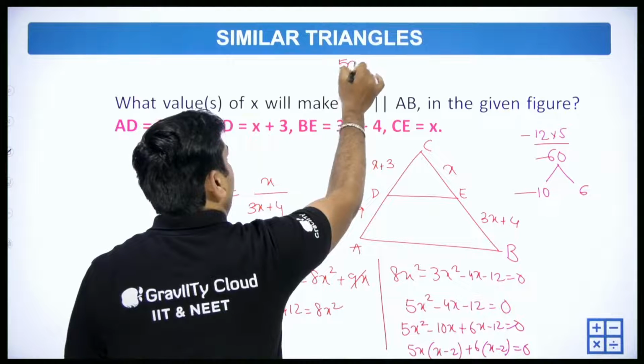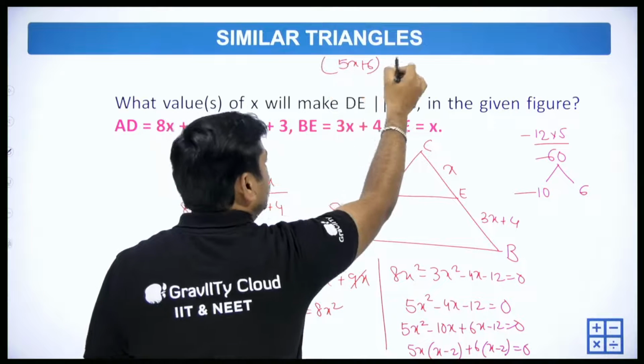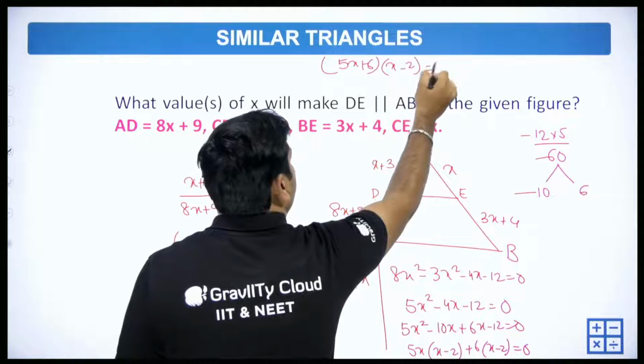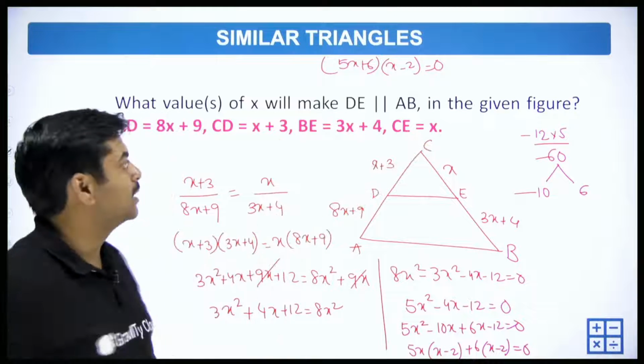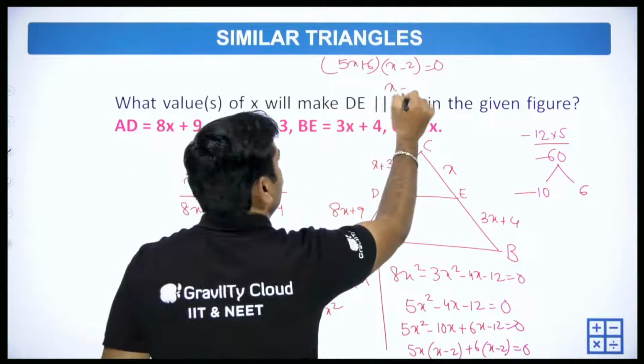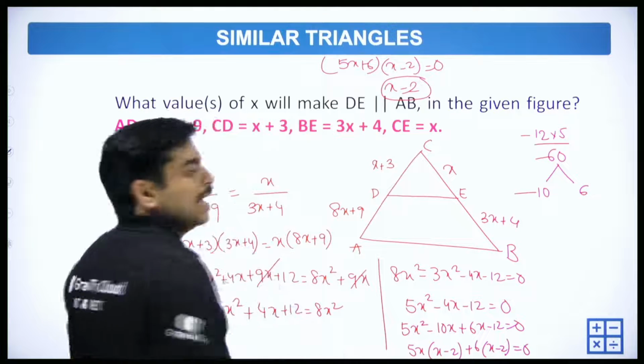Let me write it here. 5x plus 6 into x minus 2 is equal to 0. But x cannot be a negative number because we have CE as x. X should be a distance. X cannot be negative. So x is equal to 2 is the correct value.